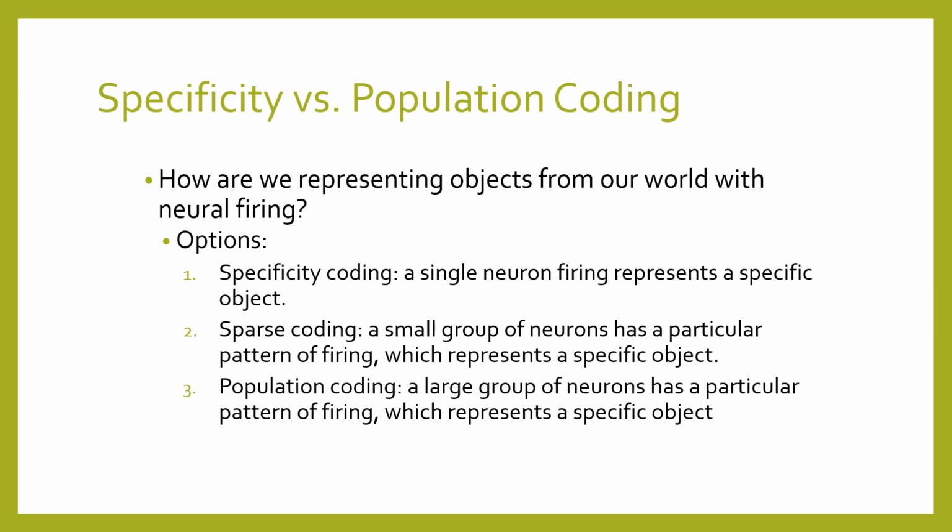And again, that appears to be what really explains well the Halle Berry neurons, or the Steve Carell neurons. I always say his name wrong, so sorry about that. And then population coding is another option, where it's a large group of neurons, so many neurons in the hippocampus. They have their particular pattern of firing, some of them more strongly, some of them more weakly, and that's going to represent a specific object.